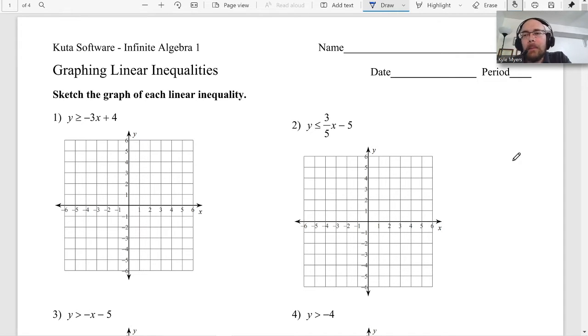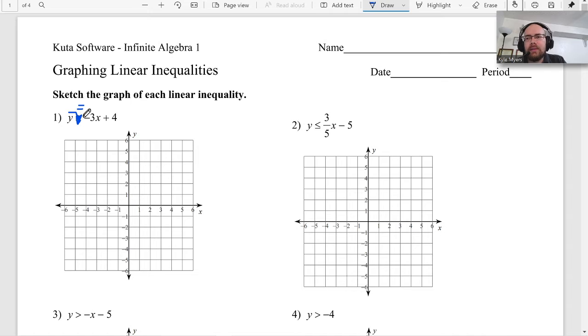Let's go. Number one, y is greater than or equal to negative 3x plus 4. So for right now, we can just ignore this. This is not necessary over here. This thing right here, we'll just ignore it for right now. We'll erase what we just did in a second, but we'll just pretend it's an equals just for right now. Okay. So then what do you do?